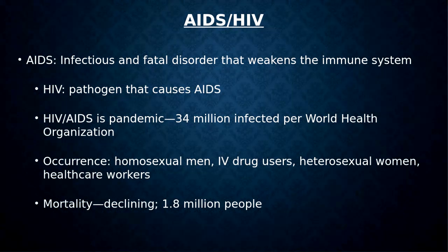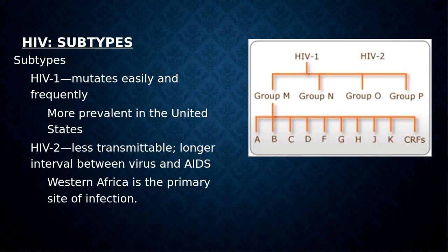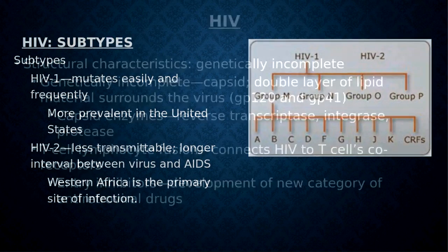HIV is a pathogen that causes AIDS. It is widespread. You have homosexual men, IV drug users, heterosexual women, and healthcare workers as well. Subtypes, I'm not going to test you on subtypes because there's just way too many subtypes to get into. And you aren't going to be tested on that.